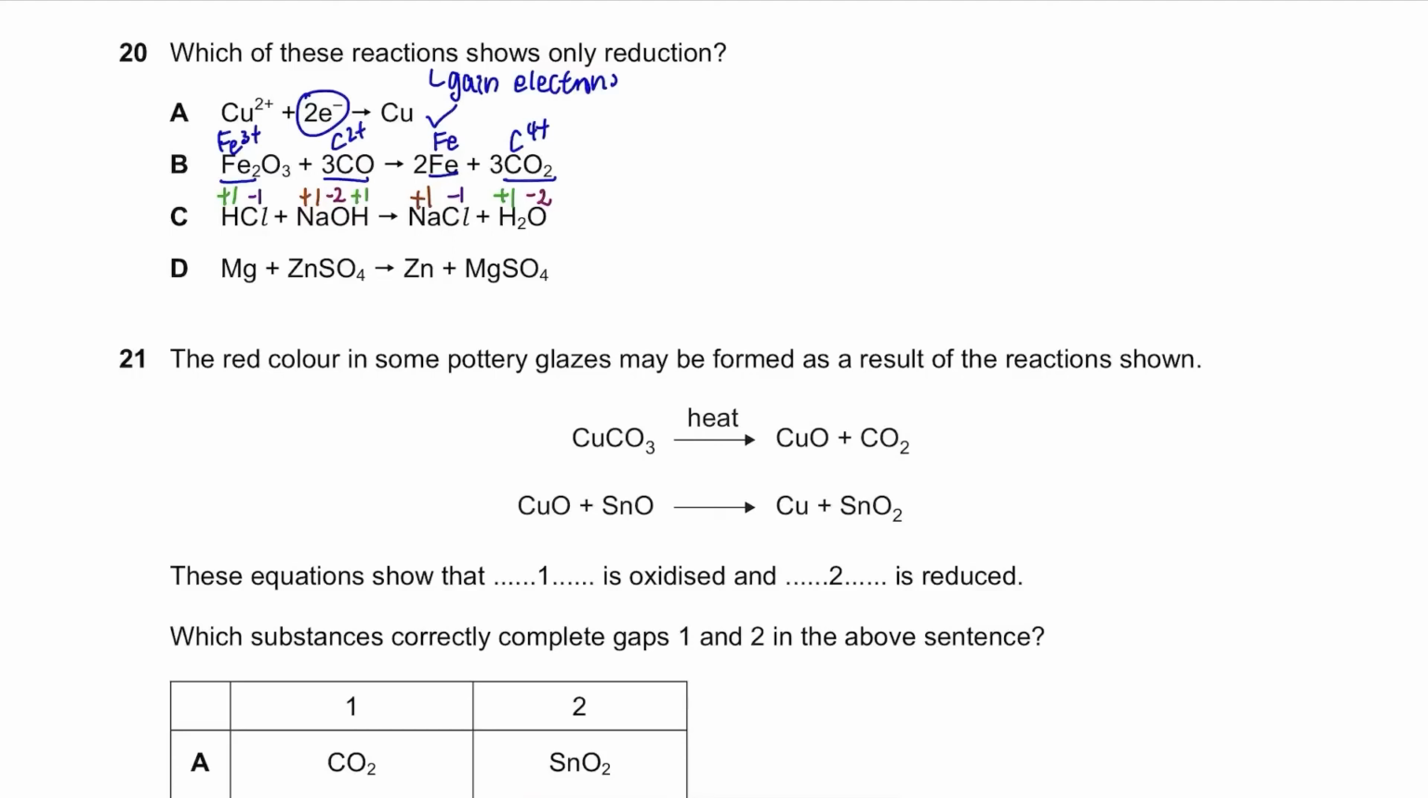Mg plus zinc sulfate react to form zinc and magnesium sulfate. Mg was just an atom, so it has no charge, but after the reaction, it has formed a compound with the sulfate ion, so it became Mg2+, losing electrons. Oxidation has occurred. Then for zinc, from zinc 2+ ion to zinc atom with no charge, it gained 2 electrons, going through a reduction. We fully made sure that A is the answer.